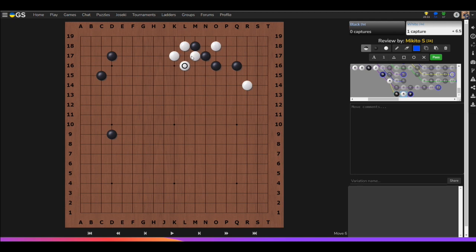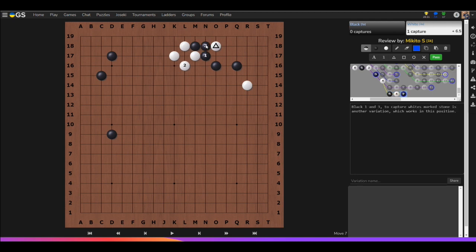So if white takes the Panuki, black then solidifies. This stone is pretty much captured. So black 1 and 3 captures the marked white stone. It's another variation which works specifically in this position. You can see that black does okay in the corner a little bit, but to me, I prefer the other one because in this case, white gets a Panuki and still has an outside stone. But the book says this variation was fine too.